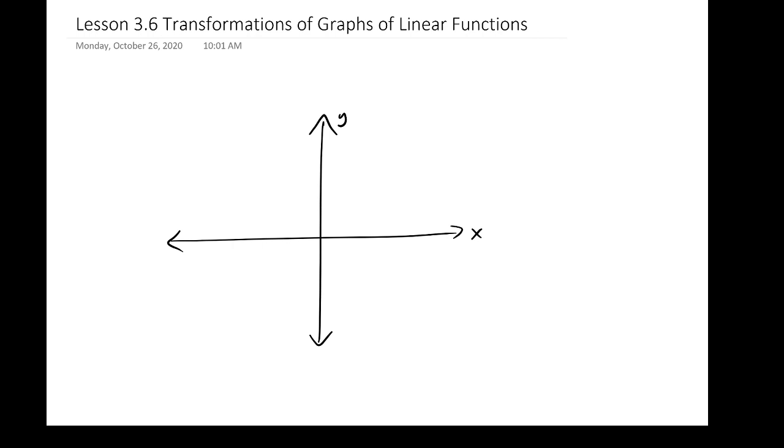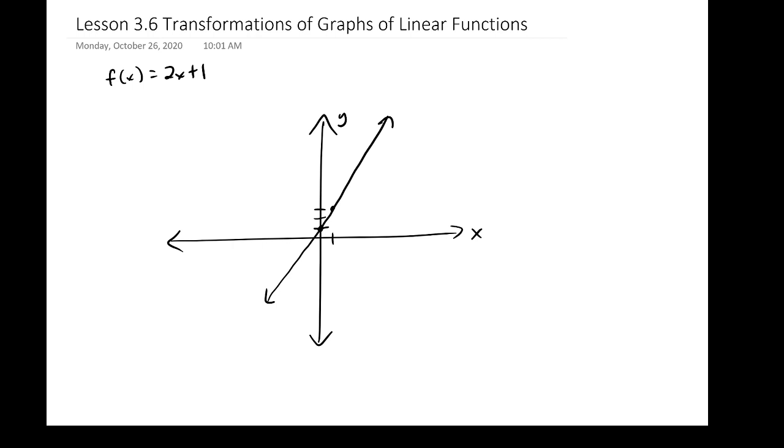All right, so here it is, my y and x axes, and we're going to take the function f of x, remember, which is just the same thing as y, equal to 2x plus 1. So let's graph that function. Starting, we're going to say that this is the y-intercept of 1, and then our slope is 2, which means we're going to go up 2 and right 1, rise over run. I'm just going to connect these dots.